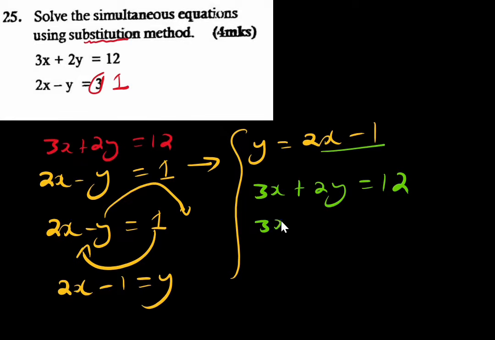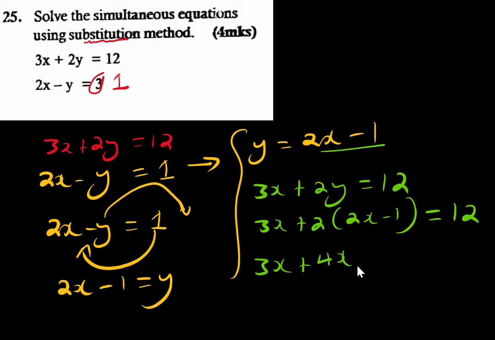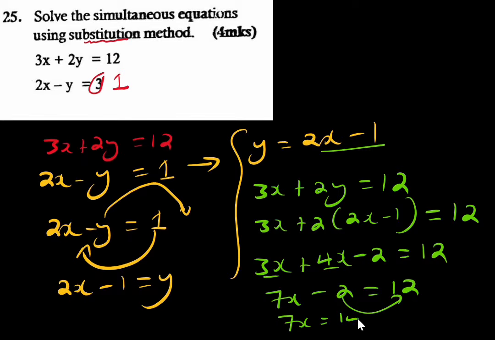So this becomes 3x plus 2 into bracket 2x minus 1 is equals to 12. Open the brackets. So this is 3x plus 4x, 2 times 2x is 4x, 2 times negative 1, negative 2, is equals to 12. I can collect like terms together. So 3x plus 4x becomes 7x minus 2 is equals to 12. Taking negative 2 the other side, it becomes plus. So negative 2 plus 12. So I have 7x is equals to 14.